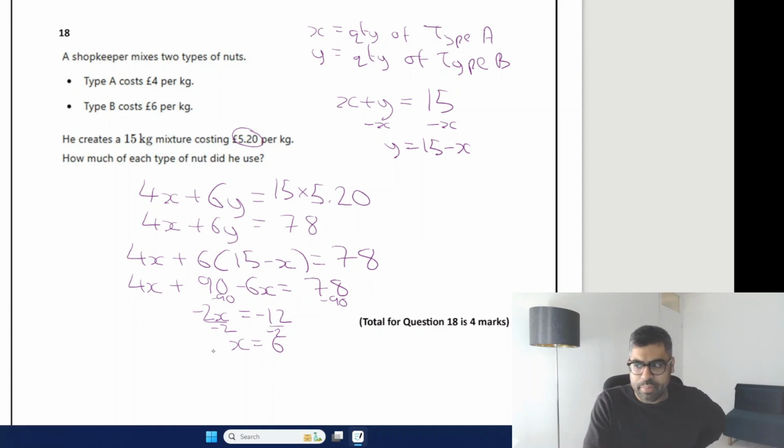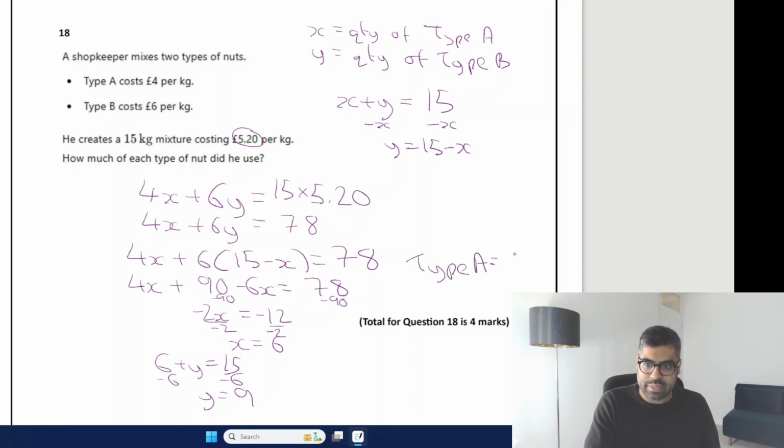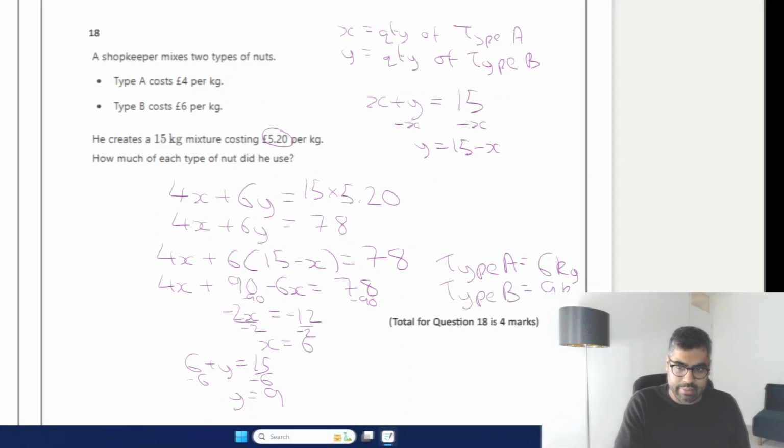And then for type B, we just need to substitute x equals 6 into our formula. So we have x plus y equals 15. So we're just going to say 6 plus y equals 15, minus 6 both sides. That gives y equals 9. So we have 9 kilograms. So basically type A is equal to 6 kilograms and type B is equal to 9 kilograms.